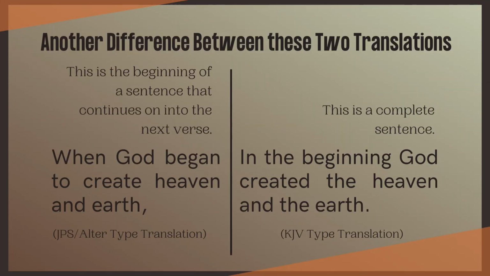There are other differences as well, such as the fact that in most translations, following the KJV, Genesis 1:1 is a complete sentence in itself, while in the alternative translation, Genesis 1:1 is just the beginning of a sentence that continues on into the next verse. Listen again. In the beginning, God created the heaven and the earth. See? A complete sentence. Compare that with this. When God began to create heaven and earth. As you can see, this is not a complete sentence.